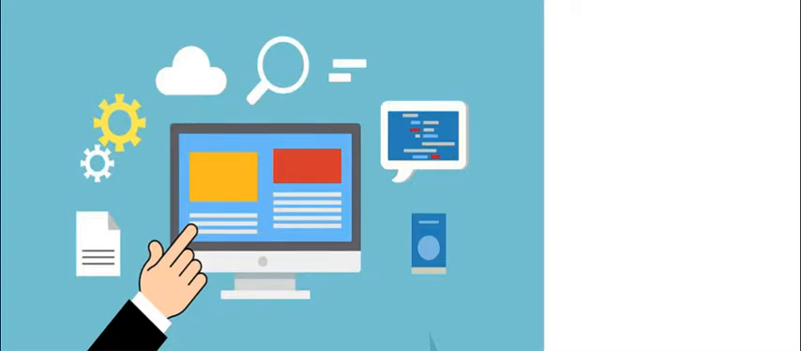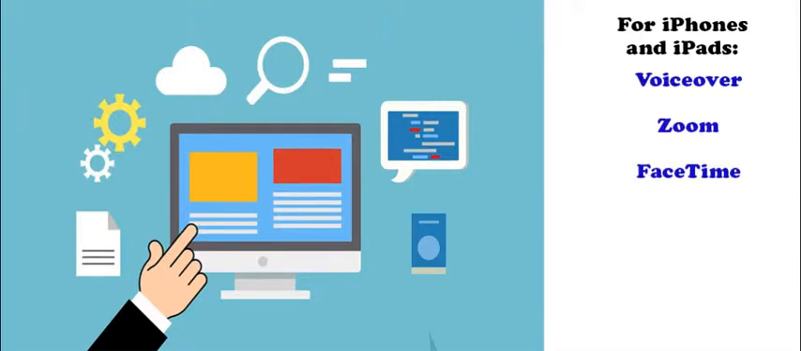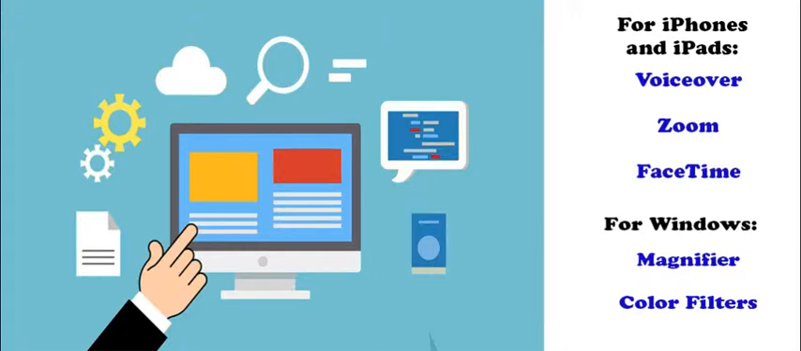In this short video, I'll be showing you how to use a few accessibility features. The first three are for iPhones and iPads. I'll be showing you how to use VoiceOver, Zoom, and FaceTime. The next two will be for Windows. I'll be showing you how to use the features Magnifier and Color Filters.